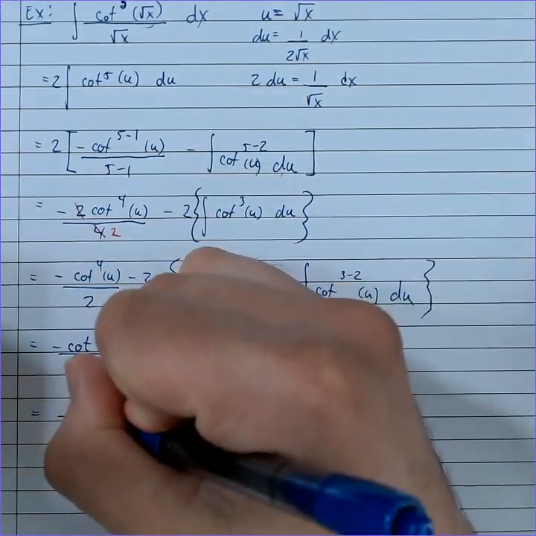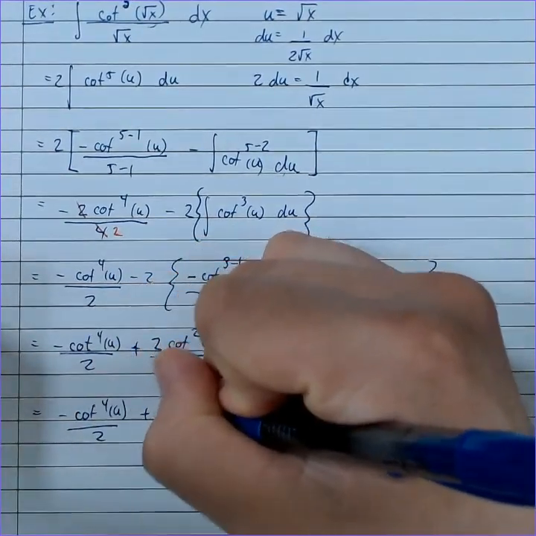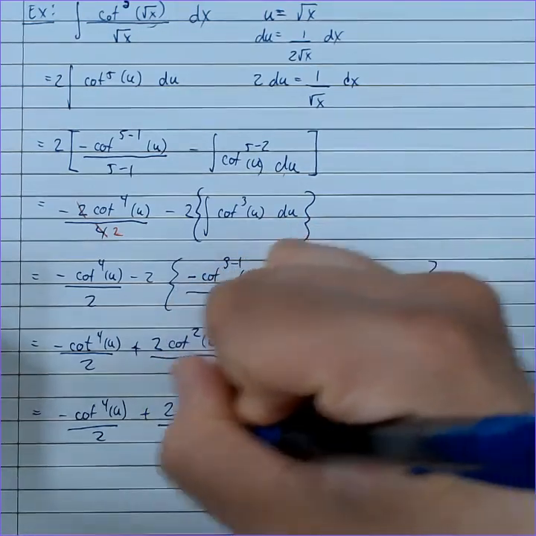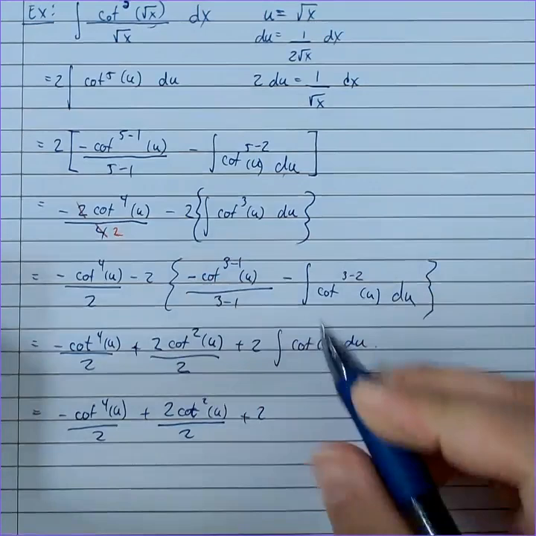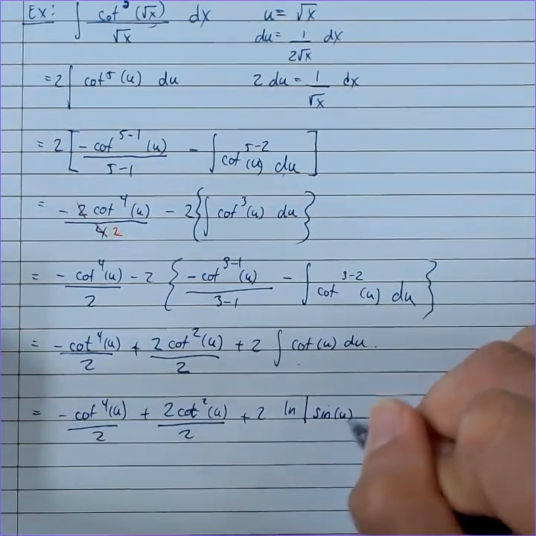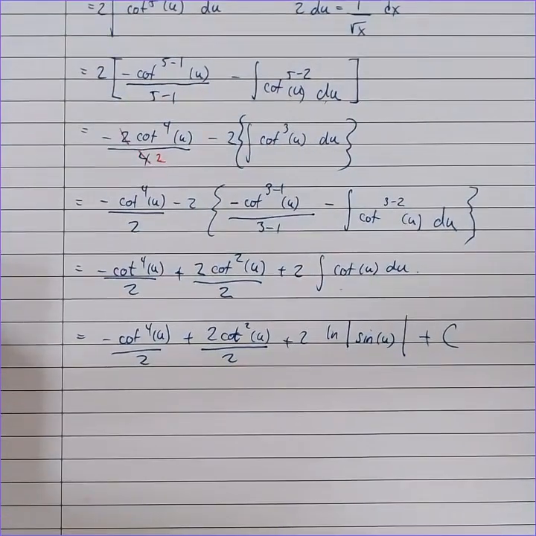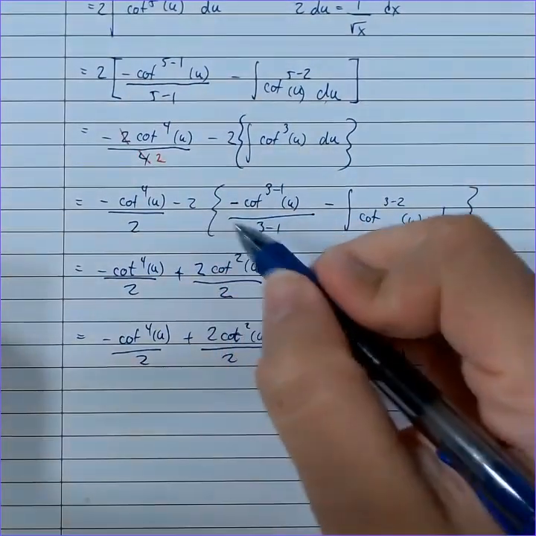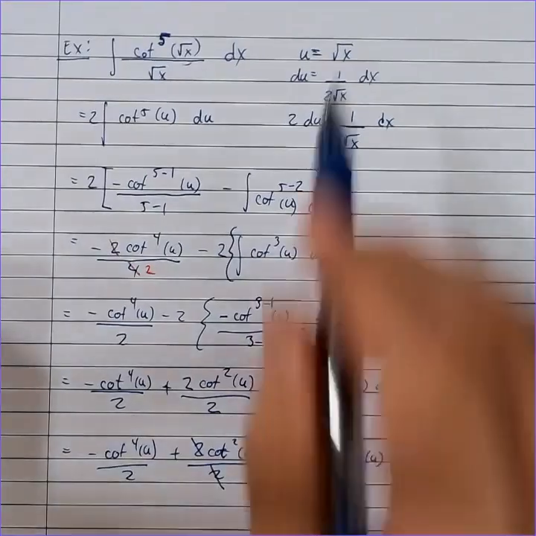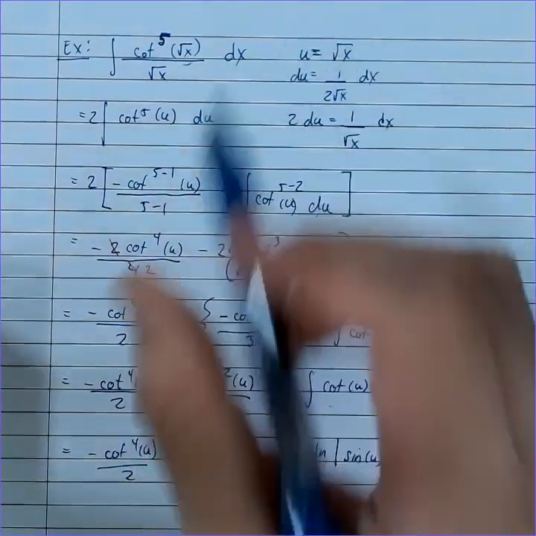So that's negative cotangent to the fourth of u over 2, plus 2 cotangent squared of u also over 2, plus 2 times the natural log of the absolute value of the sine of u, plus a constant of integration. Here, these 2's divide away. You have a 2 in your numerator and a 2 in your denominator, here and here. And finally, don't forget, don't leave it like this. The original function was in terms of x. So here, u is the square root of x.